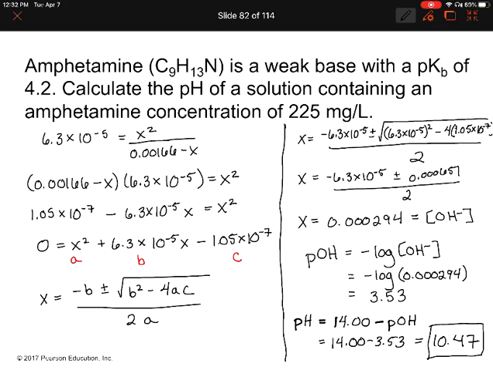Okay, so that was a very long problem, but this is the method that chemists use to figure out the pH of a weak base solution. So it's good practice. Okay, so we're going to end the video there. This was a bit of a longer one, and we will continue our discussion in the next video.